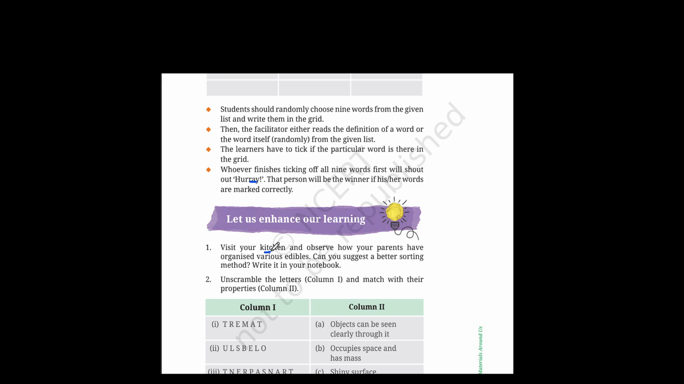विजिट योर किचन. एक तो आप अपनी किचन में जाइए और ऑब्जर्व कीजिए कि कैसे आपके पेरेंट्स ने जो खाने की चीज़ें हैं उनको अरेंज किया हुआ है. तो व्हेन यू गो टू द किचन तो यू विल फाइंड कि खाने की चीज़ें जो एडिबल्स हैं वो एक डिफरेंट प्लेस पे रखी हुई हैं और जो सिमिलर काइंड ऑफ की आइटम्स हैं वो अलग अलग जगह पे रखी गई हैं. जैसे कि जो ड्राई गुड्स हैं, ड्राई गुड्स में क्या आ जाता है, जैसे कि आटा, दाल, चावल और शुगर और मैगी, पास्ता, they can be kept on one shelf.